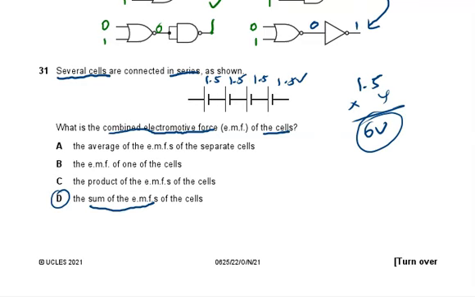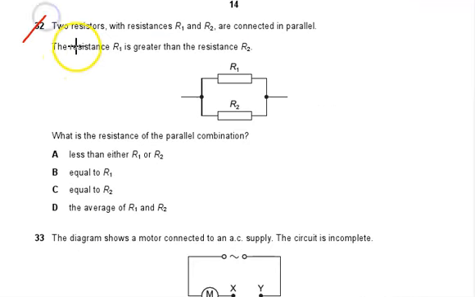Now let us continue with 32. Okay, 32. Two resistors with the resistances R1 and R2 are connected in parallel. The resistance R1 is greater than the resistance of R2. What is the resistance of the parallel combination?